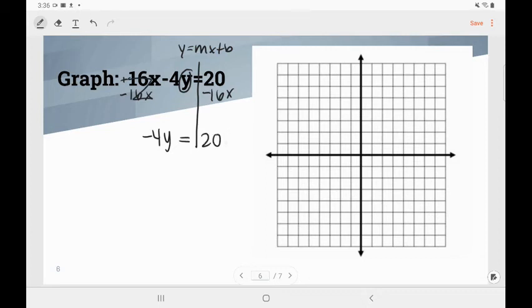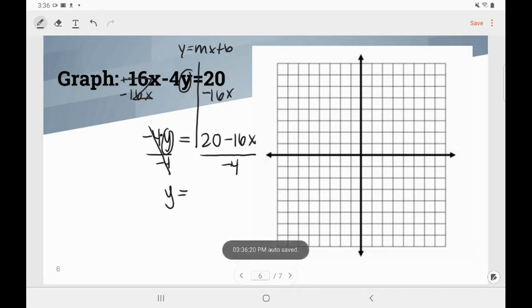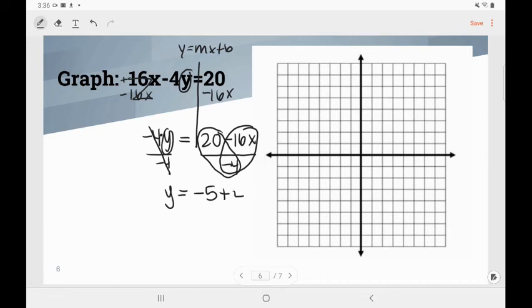Now, if you're tempted to minus 20 and 16, remember 20 doesn't have an x, so I can't combine them. Minus 16x, I just write them side to side. I still need y by itself. I need to get rid of this timesing by negative 4, so I'm going to divide by negative 4. That cancels out, and y is left with positive 20 divided by negative 4 is negative 5. Negative 16 divided by negative 4 is a positive 4x.